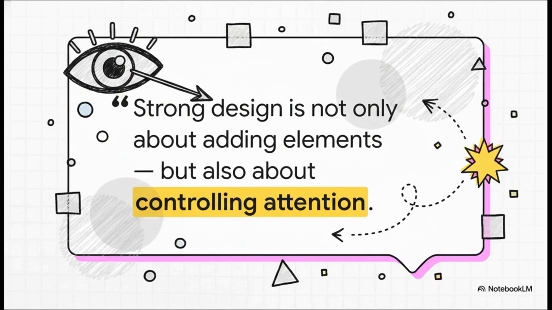Let's wrap up with this thought. Strong design is not only about adding elements, but also about controlling attention. It's never just about making things look pretty. It's about completely dictating the viewer's journey through a piece of work. Because if you can control attention, you can communicate absolutely anything.